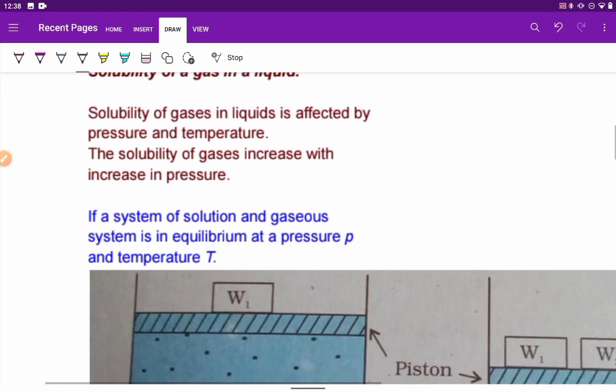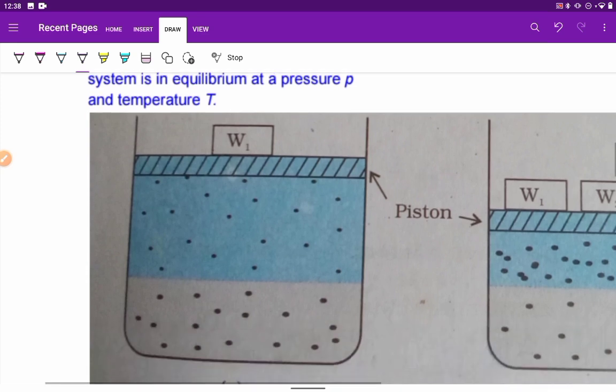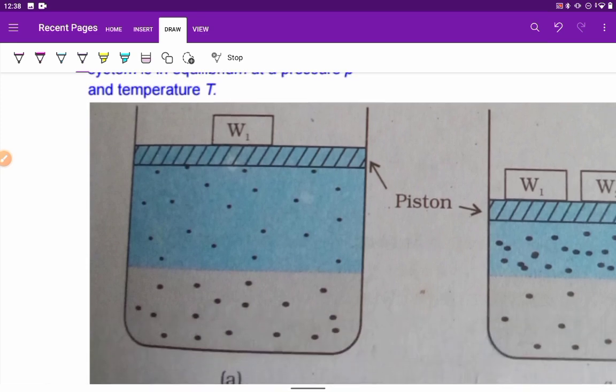Now see, in this diagram we see the system for the solution of gases in a solvent. The lower portion shows the solution and the upper part is the gaseous system. Here the pressure taken is P and temperature is T. So this is a system in which the lower part is the solution and the upper part is a gaseous system. Now this is in a state of dynamic equilibrium.